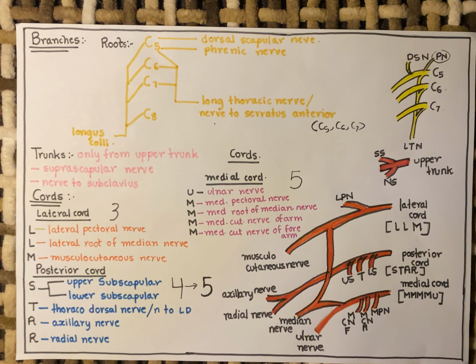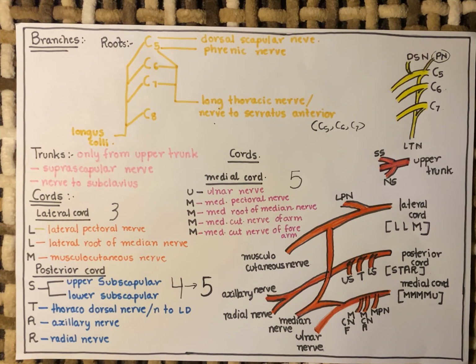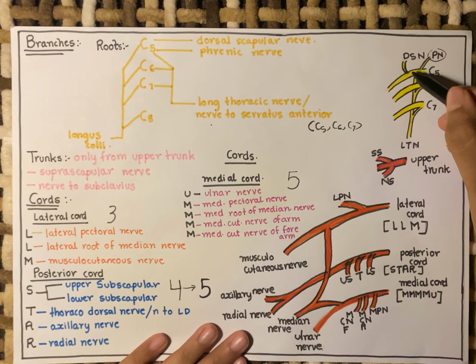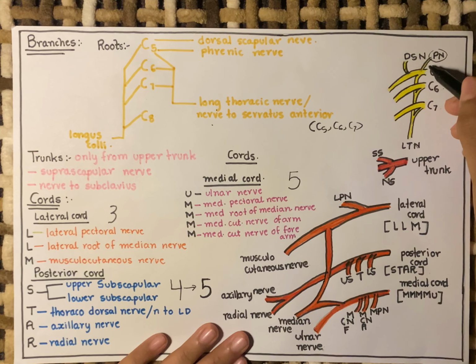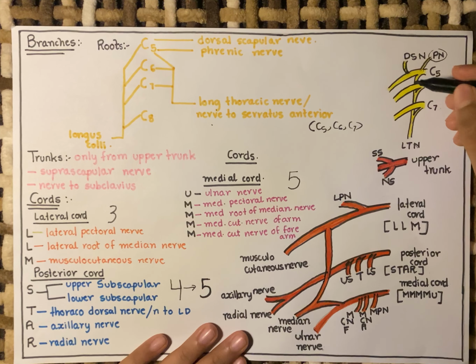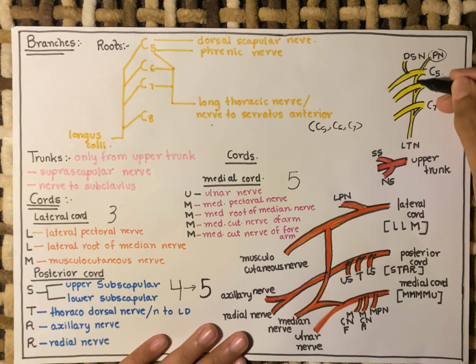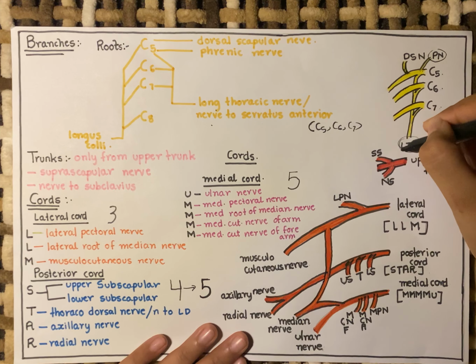Okay. Now, from the roots of C5, C6, C7 and C8, we have the nerve to longus colli. Okay? Now we are done with the branches which arise from the roots. From this diagram, as you can see, from C5, we have the phrenic nerve arising and the dorsal scapular nerve. From C5, C6 and C7, we have the long thoracic nerve.